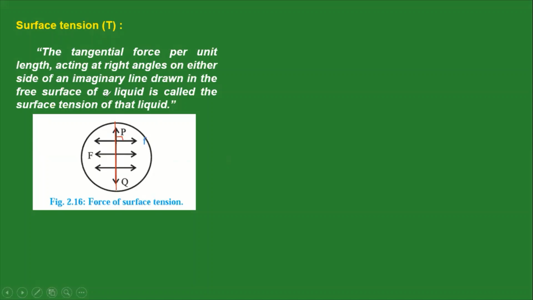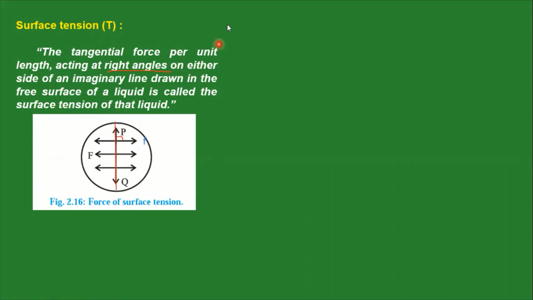Take it. So here it is right angle. So this force is right angle to the imaginary line. So this is the free surface of the liquid, and if you draw an imaginary line to the free surface of liquid, then this force due to surface tension is acting right angle to this imaginary line, and this force per unit length is the surface tension.